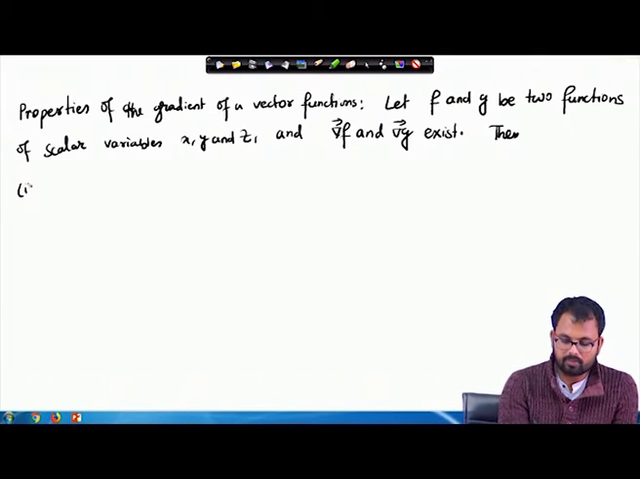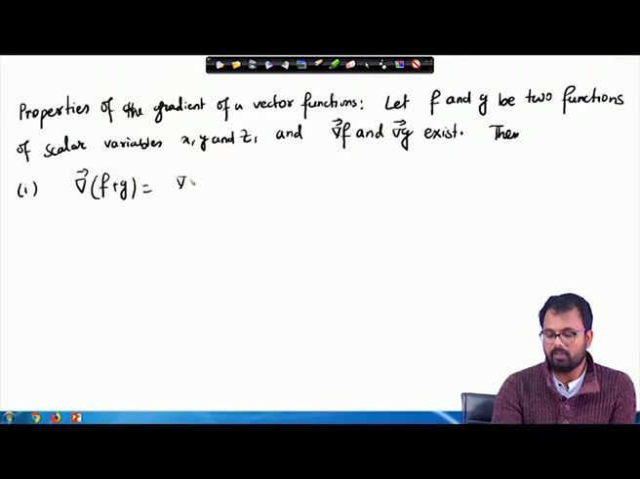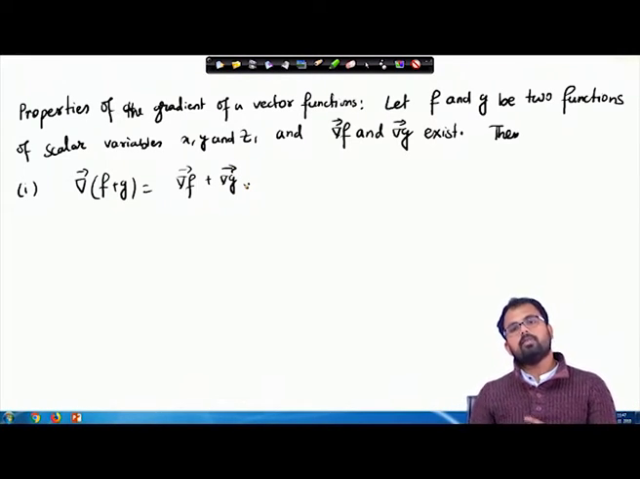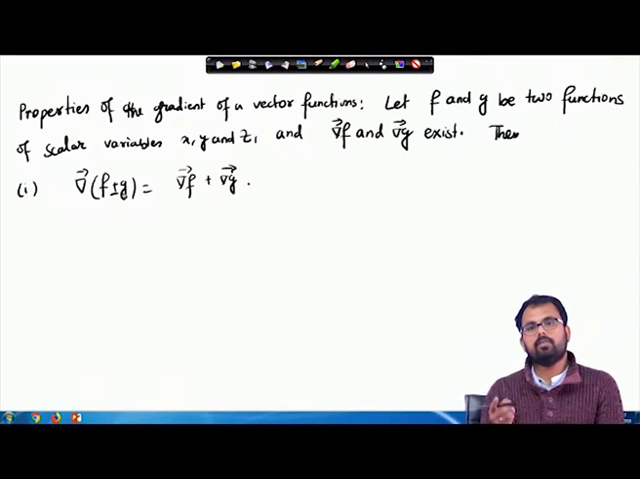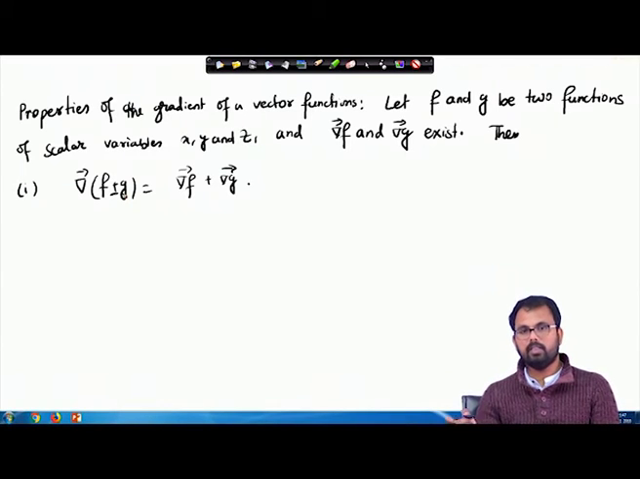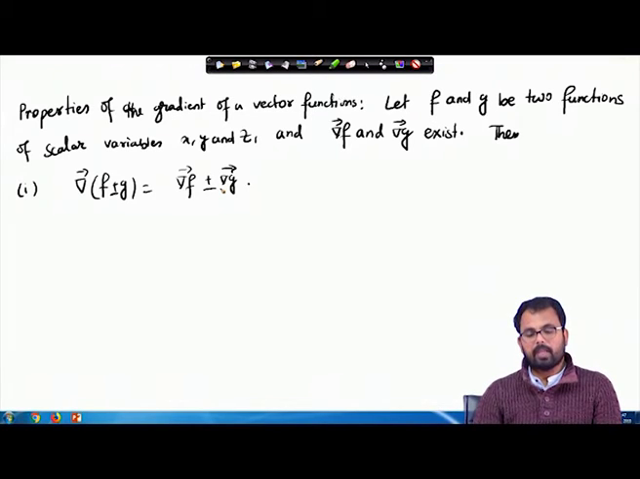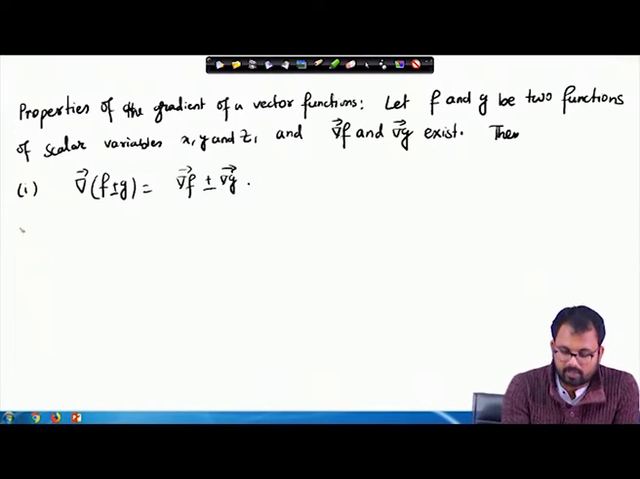Then the first property is gradient of (f plus g) would be gradient of f plus gradient of g. So, that means the gradient of the sum is equal to the sum of the gradients. Similarly, if we have a difference here, then the gradient of the difference is equal to the difference of the gradients. All right, so let us write a minus sign here. I can try to prove addition and then the subtraction follows in a similar way. So, let us try to show at least one result.